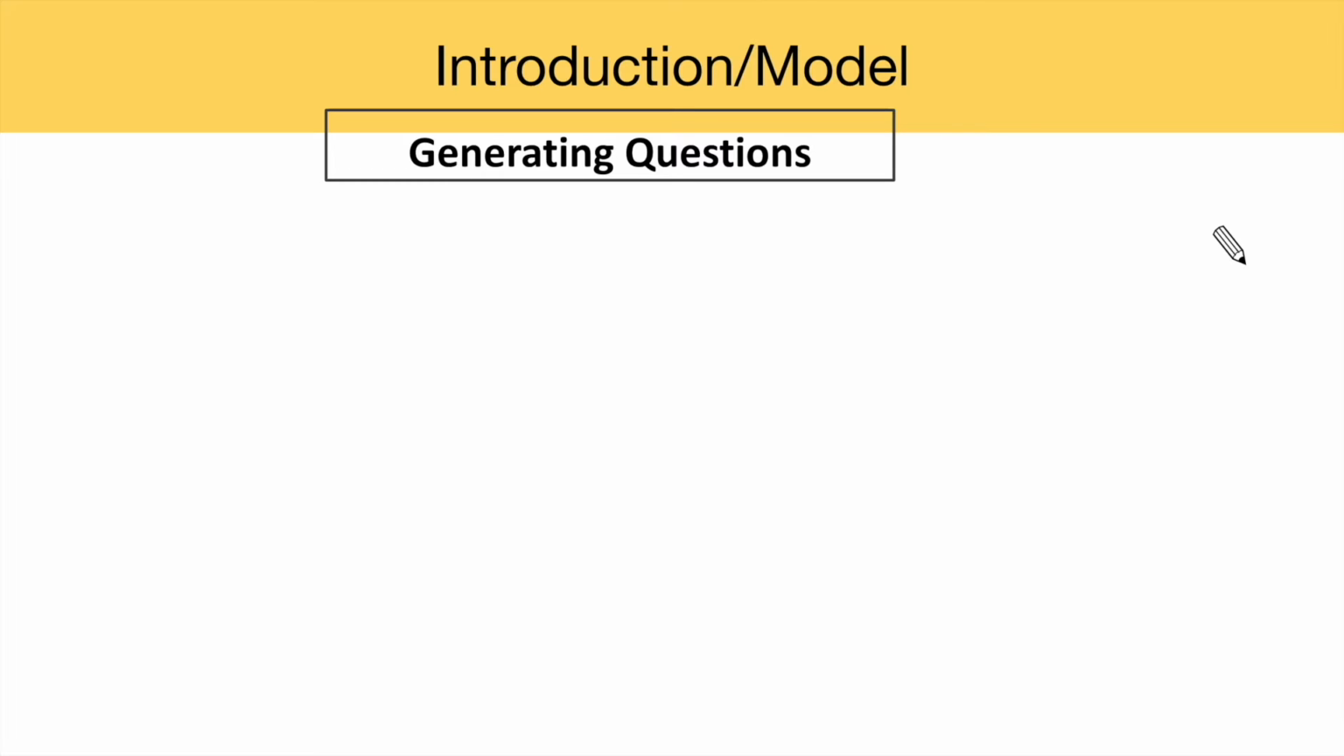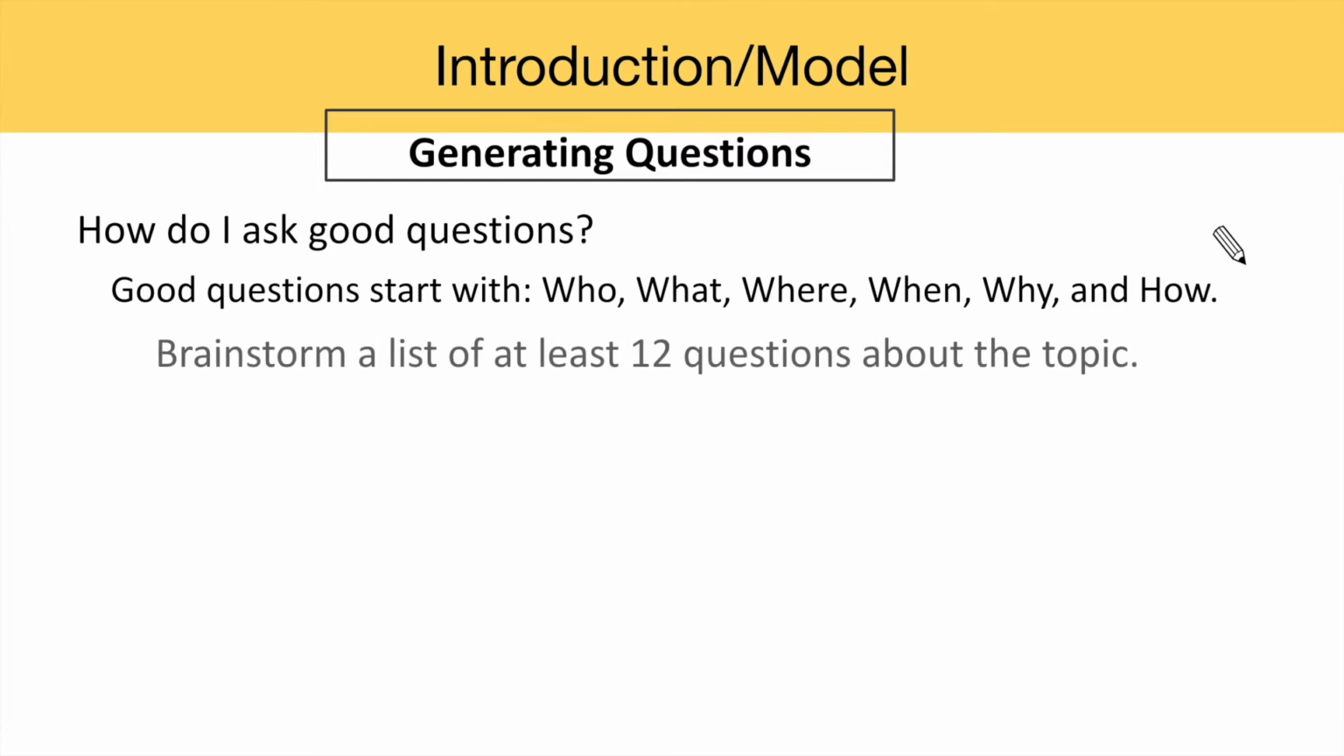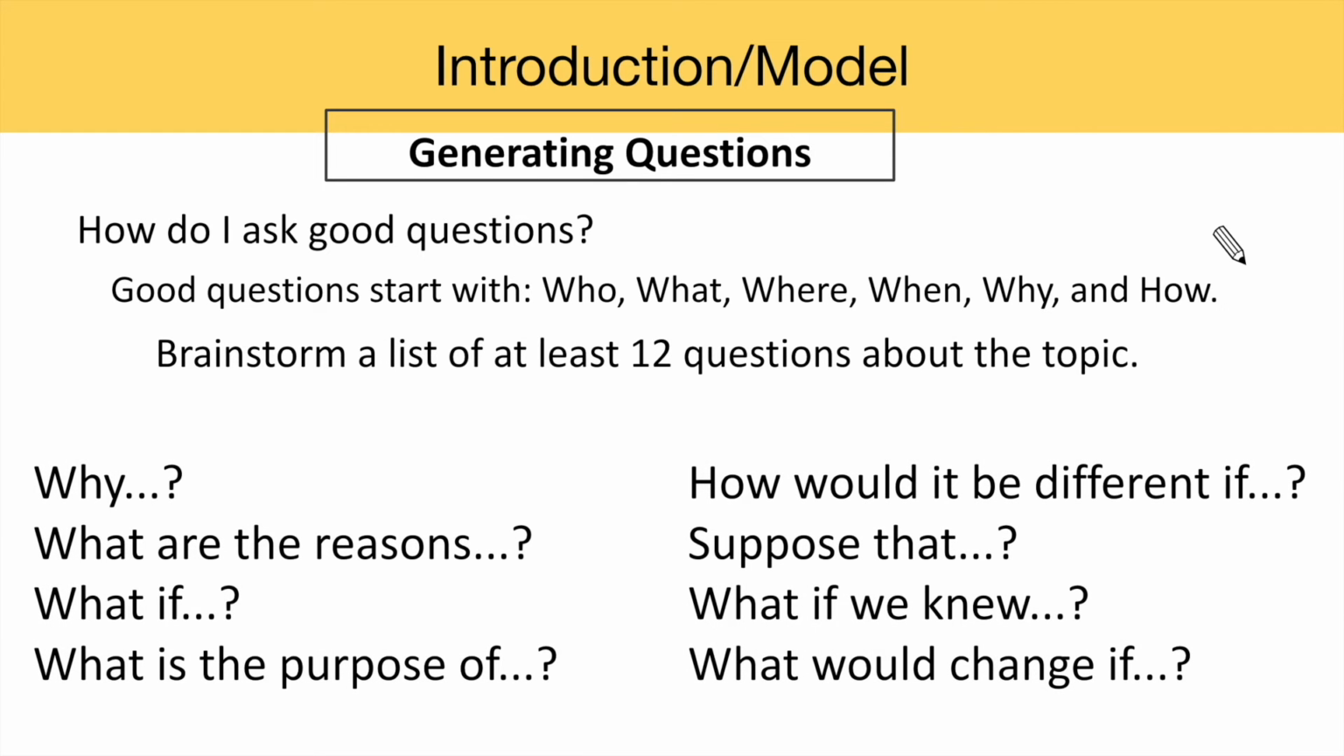Generating questions. How do I ask good questions? Good questions start with who, what, where, when, why, and how. Brainstorm a list of at least 12 questions about the topic. Here are some question starts to help you generate good, thought-provoking questions.